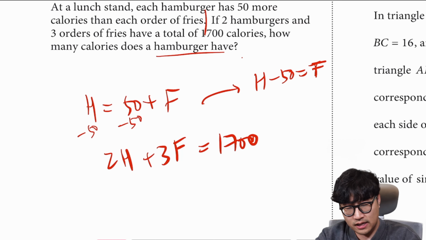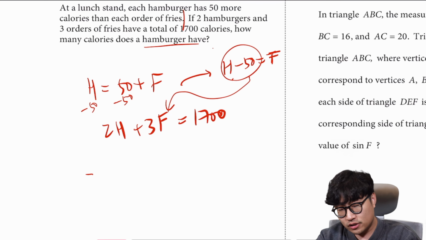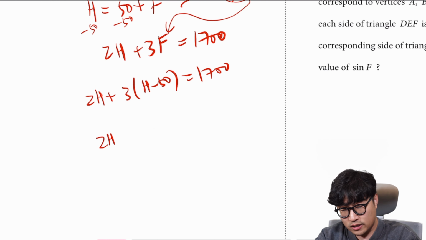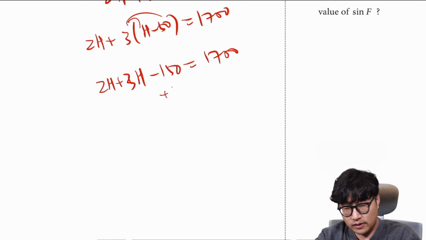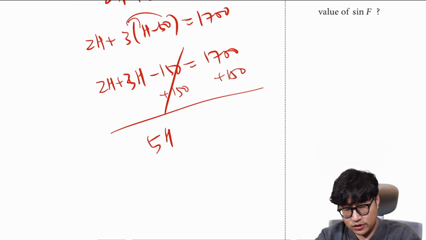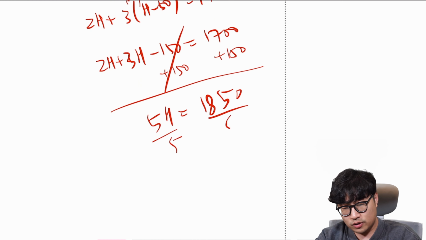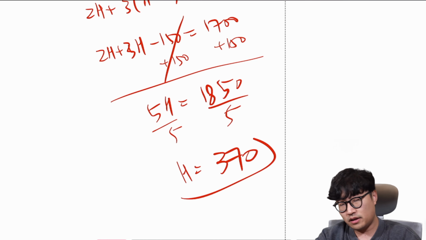Why did I do that? Because then I'll put that in the place of f. So I keep my h. So 2h plus 3 times h minus 50 is equal to 1,700. So 2h plus, distribute that. 3h minus 150 is equal to 1,700. So go ahead and add 150 on both sides. And you get 5h is equal to 1,850. And go ahead and divide this by 5, and h would be 370. Okay, there you have it.